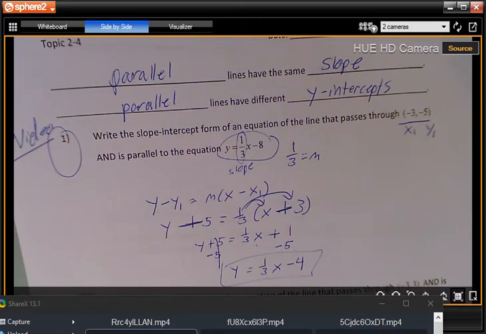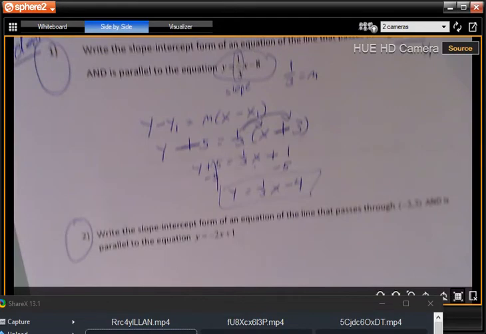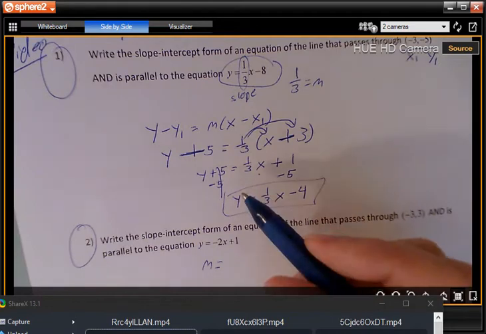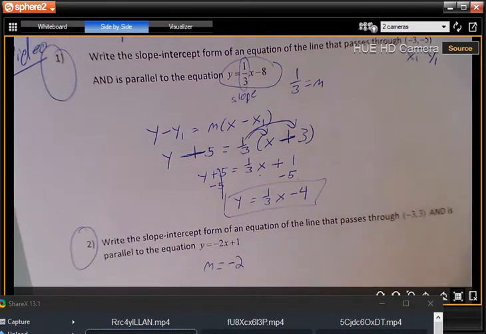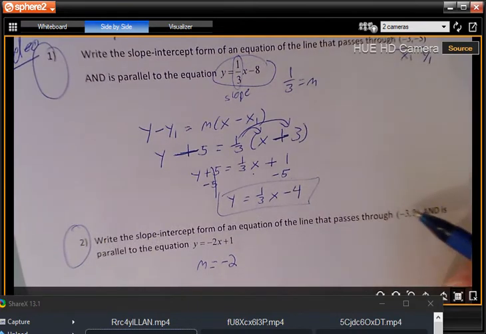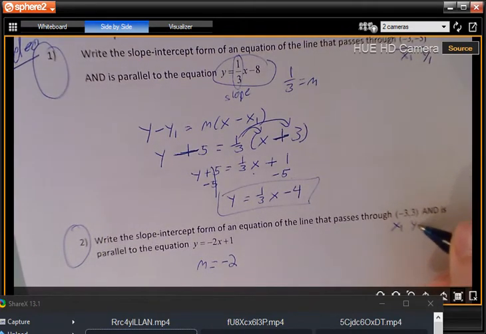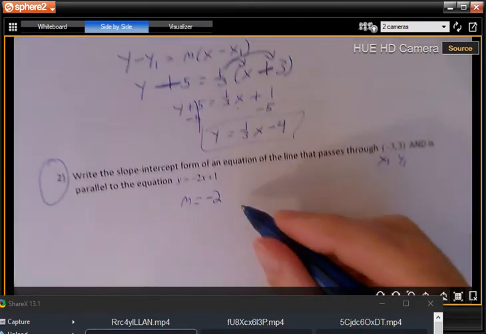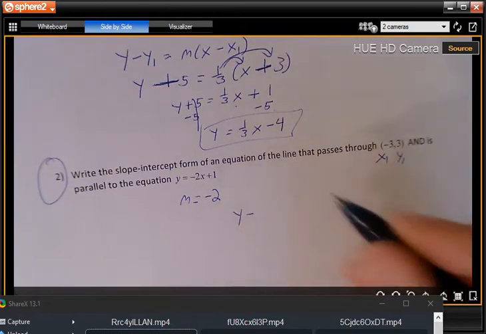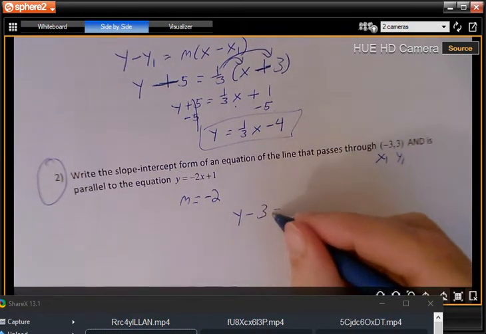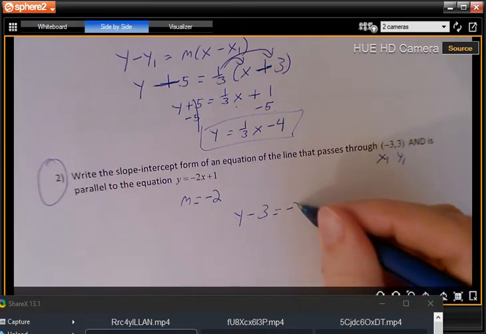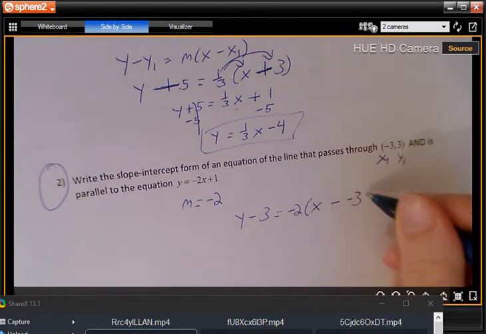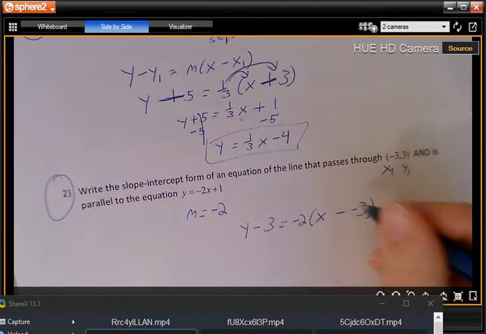All right, I am going to try two more. This one is again in slope-intercept form. So remember, my slope has to be the same if it's parallel. So my slope is going to be -2. Here is my point, (-3, 3). That's going to be my x1, y1. Again, when I have a point and a slope, I like to use point slope form. So I'm going to say y minus y1, which is 3, equals m, which is -2, times x minus x1. Right here, I have got two negatives, so I'm going to change that into a positive.